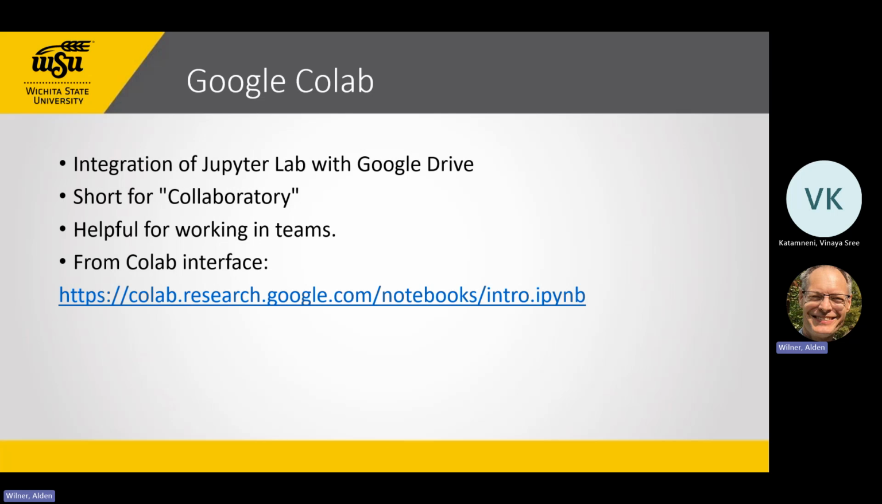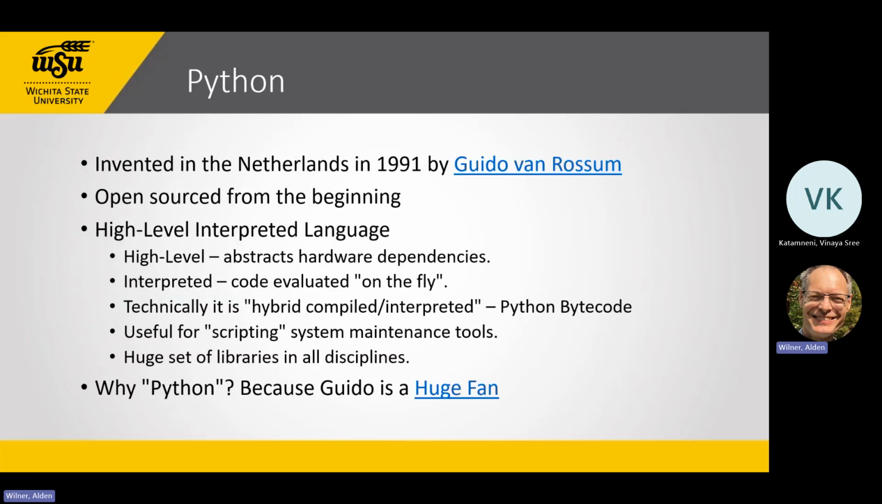So you can also use Google Colab if you want to work with a team. Again, Google Colab is basically Jupyter Lab integrated with Google Drive. So you're just doing it out there on a shared drive. Google's managing that for you. It's helpful for your teams. Here's the interface for how to use that or how to find information about it.